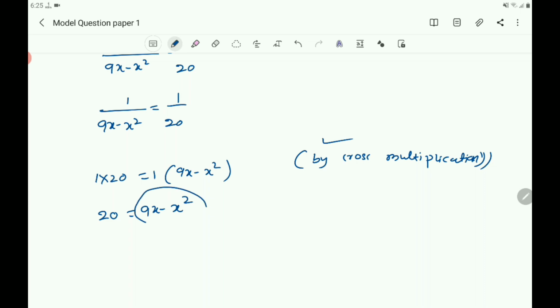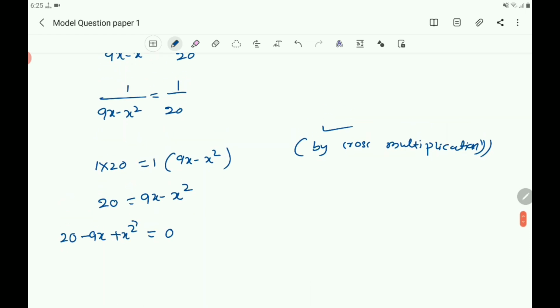Now you transfer this to the LHS to get to the form of ax square plus bx plus c equals 0. It becomes 20, and 9x you transfer to the LHS, that becomes minus 9x, and transferring this minus x square to the LHS, it becomes plus x square equals 0. And write it in order. First you write this x square, and then you write this minus 9x, and lastly you write plus 20 equals 0.